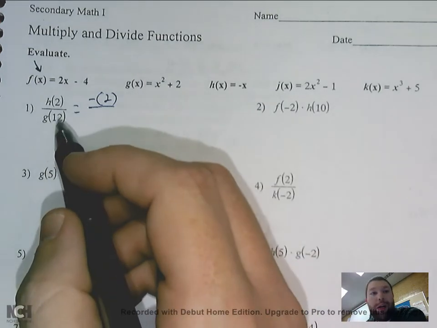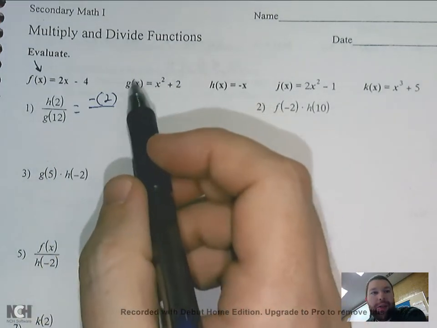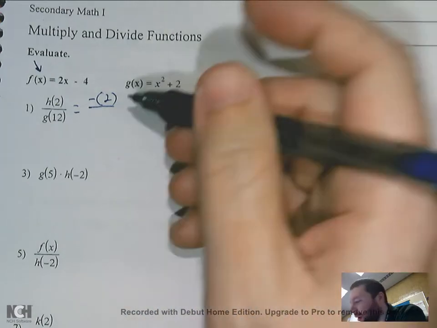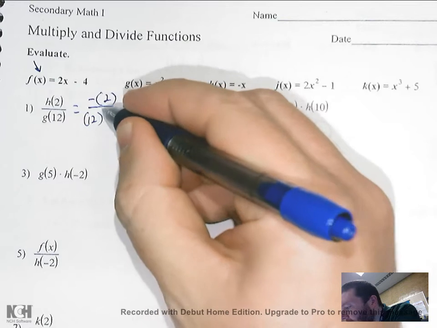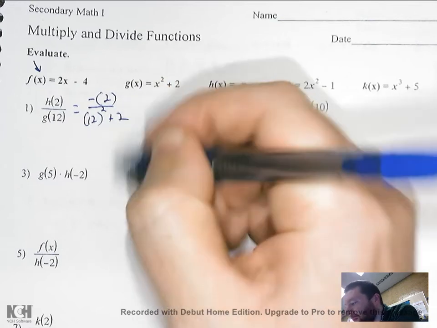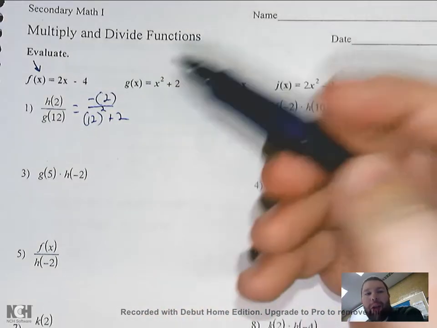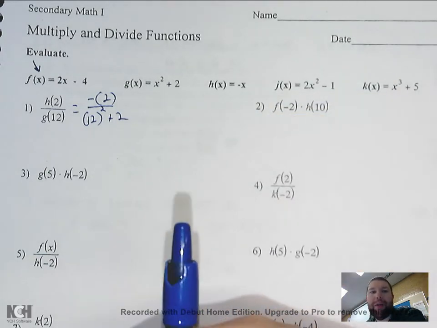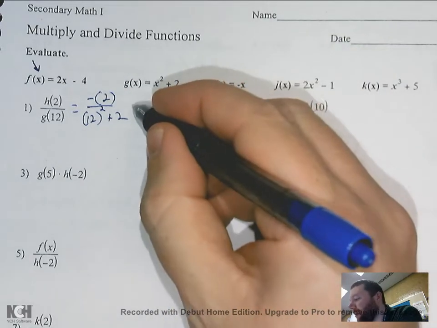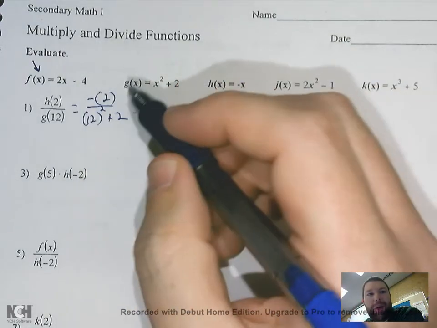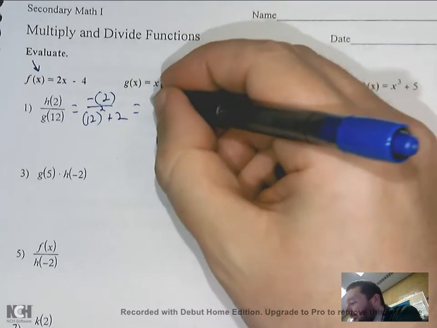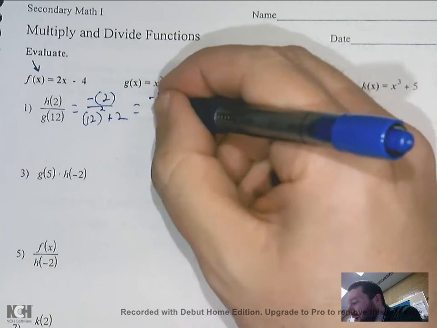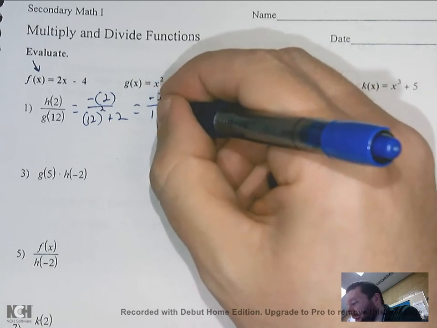So g of 12 is on the bottom here, right? So I'm going to look at the g equation, and it's x squared plus 2. So I'm going to replace the x with 12. So it would be 12 and then squared plus 2. Again, I put it in parentheses, even though it's not going to make too much of a difference. It will in the long run when we do these, so just being in the habit of putting them in parentheses is a good habit. So negative in parentheses, that's going to become negative 2. And then 12 squared would be 144, plus 2 would be 146.